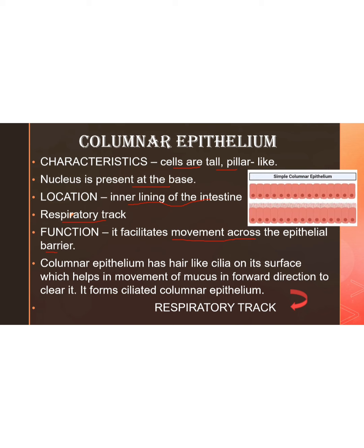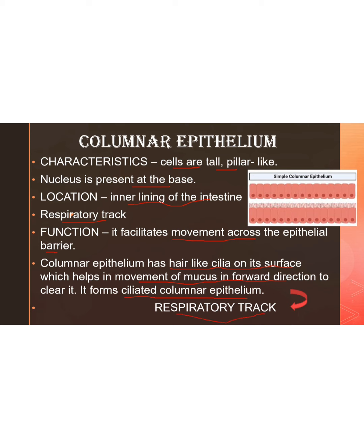Now we have the ciliated columnar epithelium, which is a specialized case of your columnar epithelium, where the cells of columnar will be having hair-like or cilia-like structures on the surface, which help in movement of mucus in forward direction. Okay, so it plays a very important role in your respiratory tract.